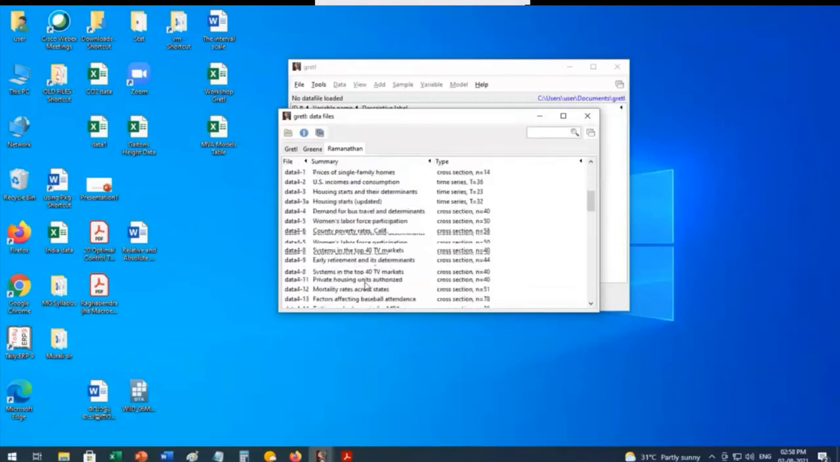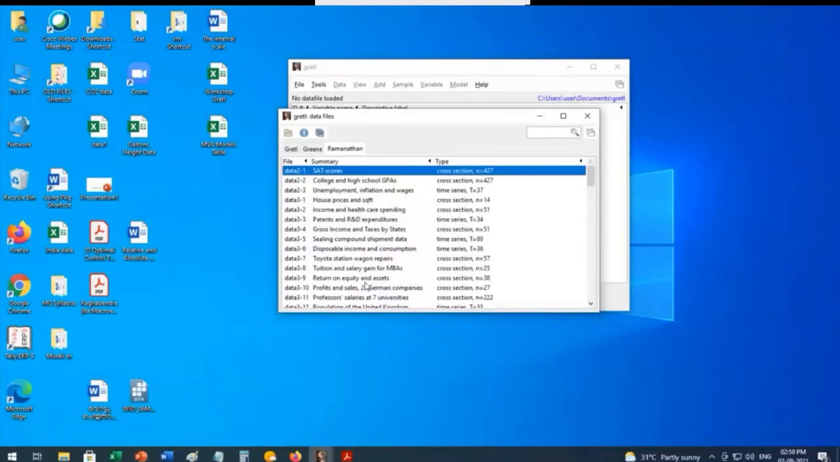Now, if you go to the Gretl website, there also you can find a large number of data sets. For example, data used by Gujarati in his textbook, then Stock and Watson, then a large number of data sets are available. You can download those data sets and install them, and those data sets will become available here. So you can do that also.